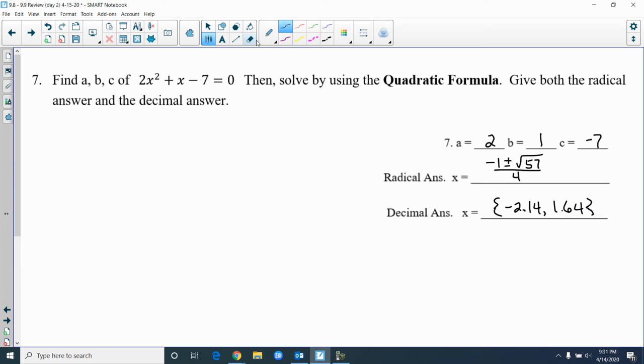Now, I said it in the videos and it was in the directions before, but you need to round to the nearest hundredth, which means 2 decimal places. Well, now let's show you how you get those answers.